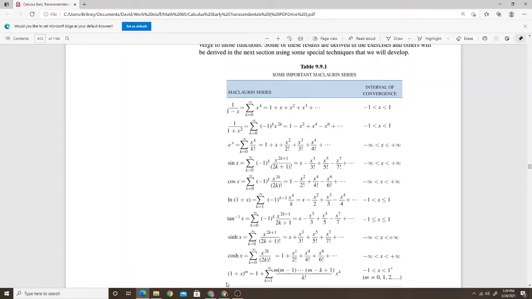These series are really useful. Well, actually, let me modify that. The Maclaurin and Taylor polynomials are really useful. They're really useful to approximate the values of different things. Okay, and let me give you an example of that.